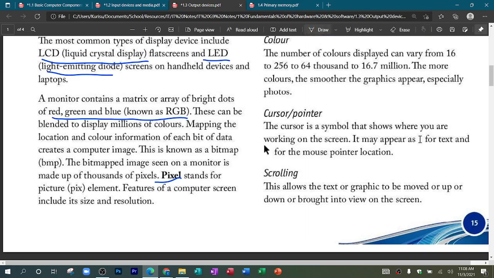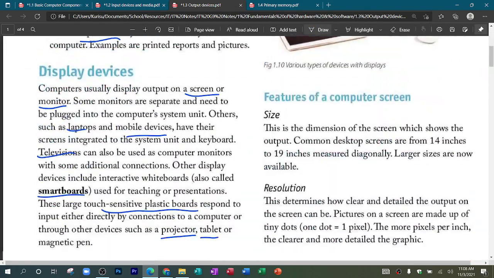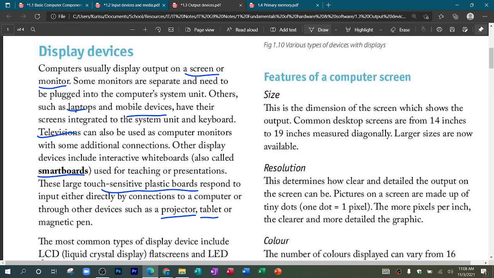And the more pixels we have, which falls under the features of the computer screen, the greater the resolution. So the more pixels, the clearer and more detailed your graphics will be, or the higher your resolution will be. That is why when you are looking at a display that has high quality, you do not really see the pixels, because the pixels are so small.